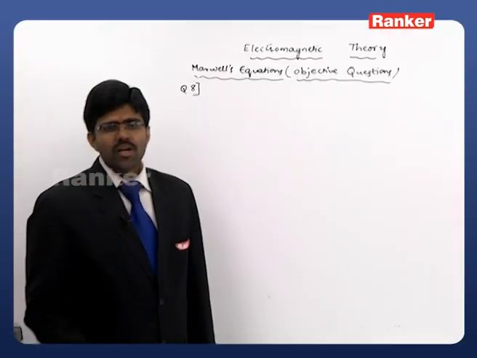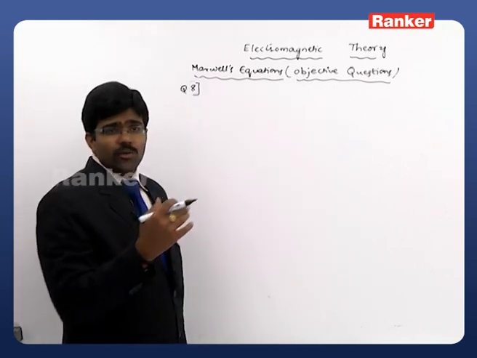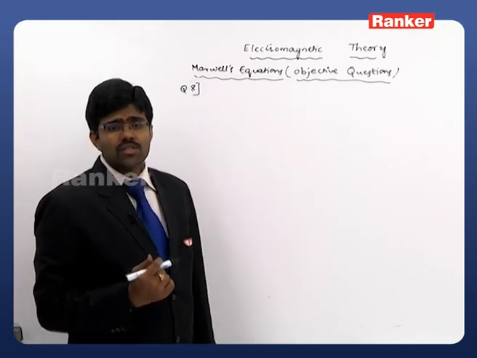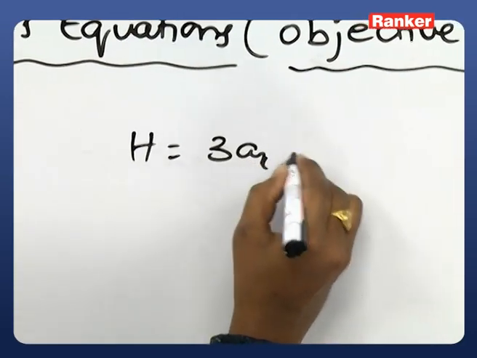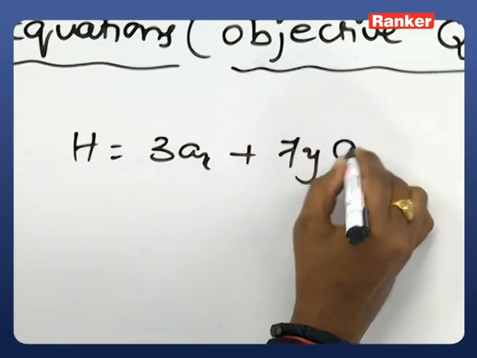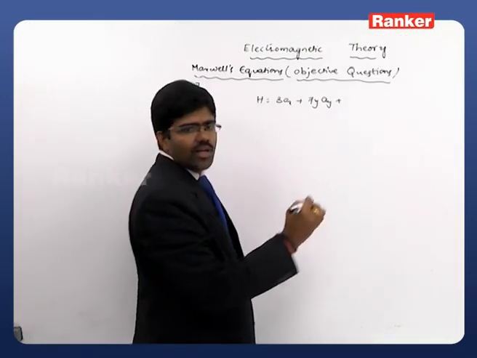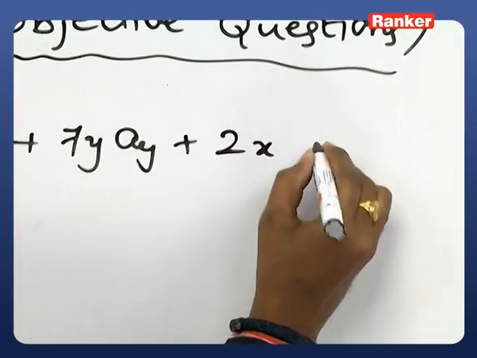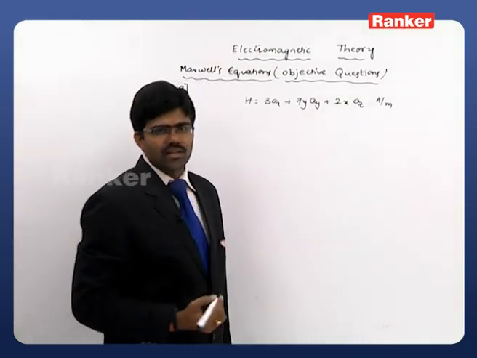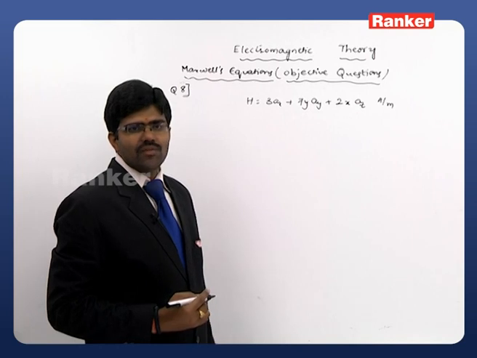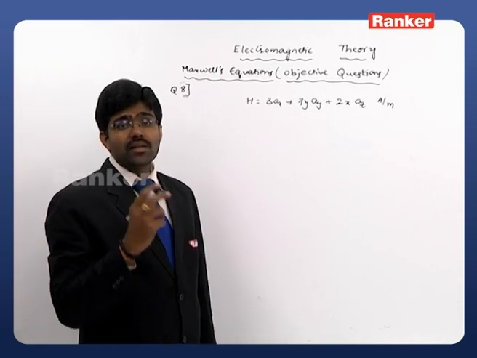Here clearly H is given to us, we are supposed to identify the current density. So what is the equation of H? H equals 3AX plus 7YAY plus 2XAZ ampere per meter. So this is the equation of H which is given to us. We are supposed to calculate current density.